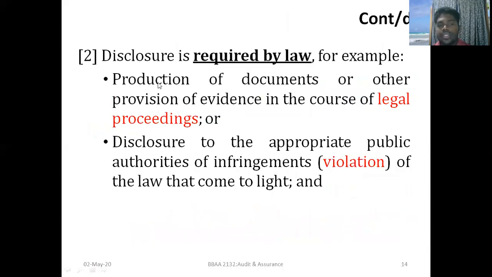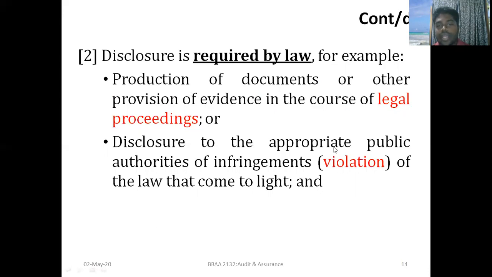The second situation is where the disclosure is required by law. Required by law means under what situations the law requires disclosing information about a client to third parties. The first example is the production of documents or other provision of evidence in the course of legal proceedings. During some court cases, the law normally requires the auditor to disclose client information to the courts. At that time, a member should disclose that information to the courts.